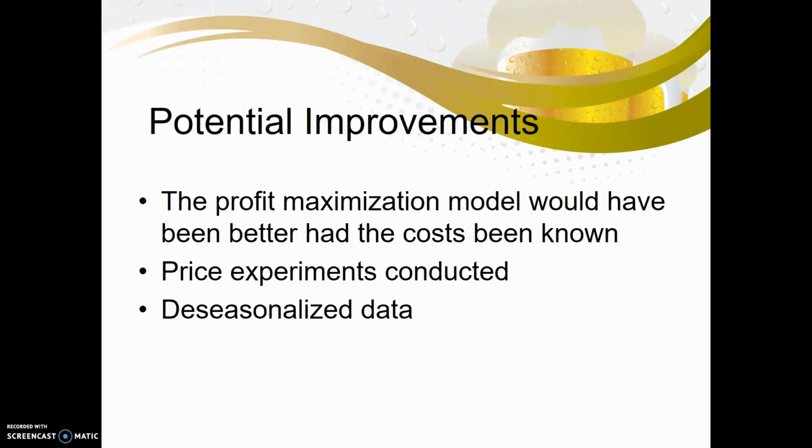What we would like to do moving forward to improve on our findings would be, if the actual costs involved in running this grocery store and the cost of purchasing the beer were known, we could better calculate the profit maximizing level. We would also like to see price experiments conducted because the data we have from Michelob Ultra has prices under only 3 or 4 conditions. If we had done a price experiment in the past, we would better be able to estimate the full demand curve with greater granularity. And finally, the data did exhibit a great deal of seasonality.